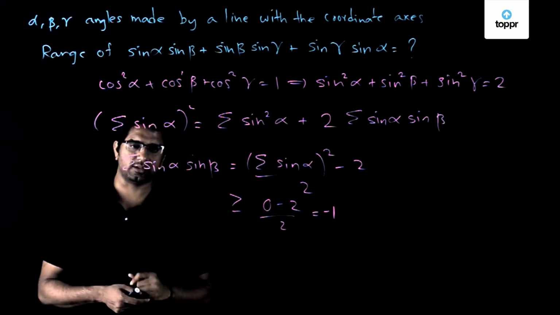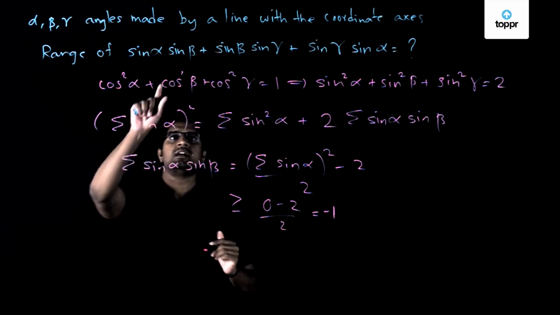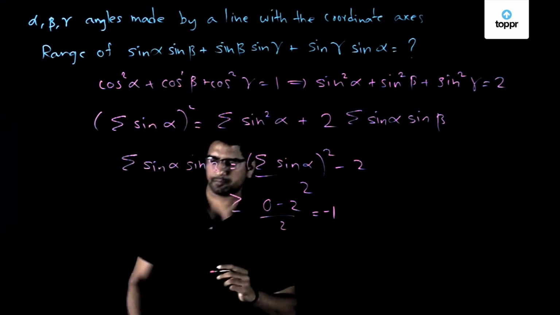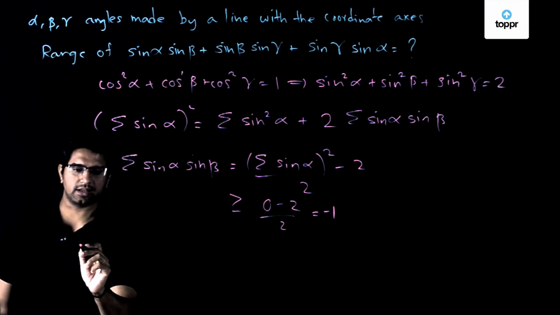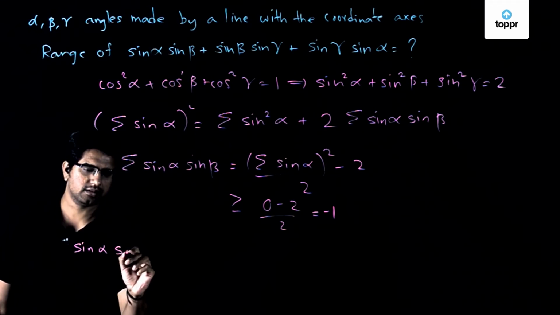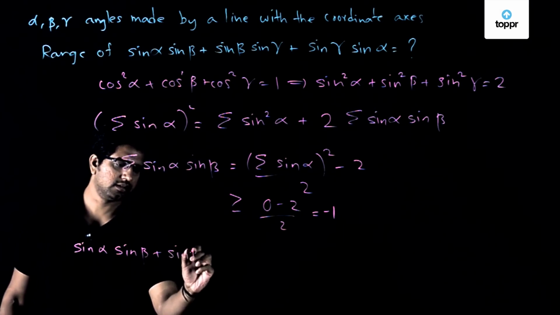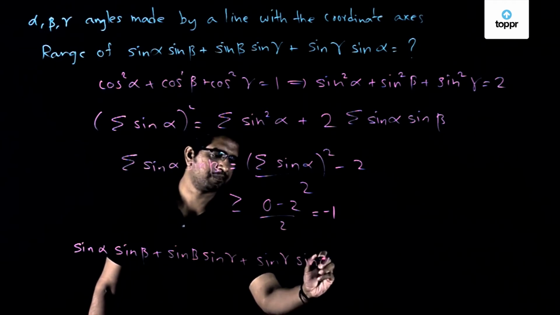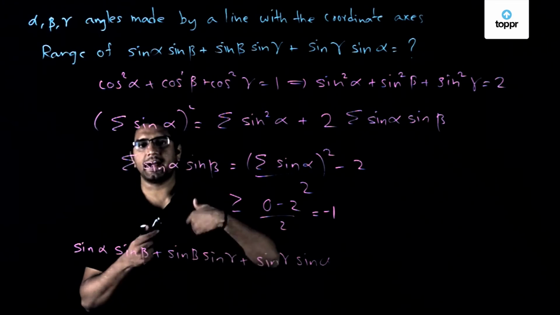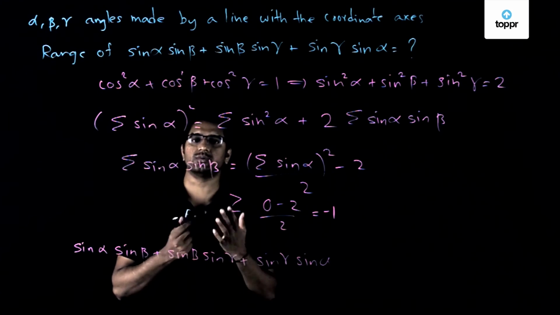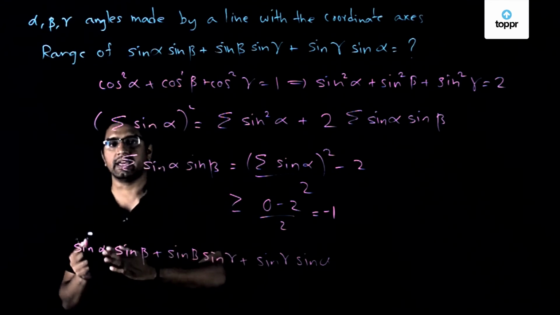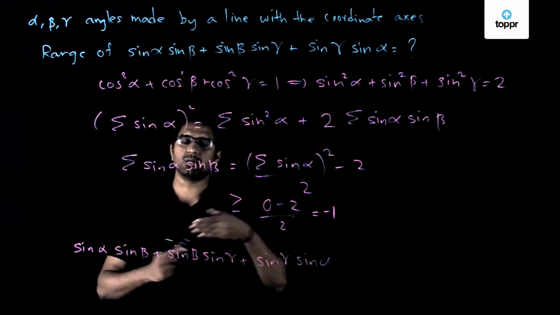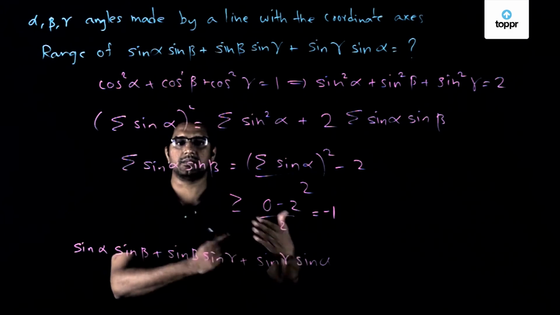Now, we need to find its maximum value. In order to find the maximum value, just have a look at the given function: sin alpha sin beta plus sin beta sin gamma plus sin gamma sin alpha. Now, just go back and look at the inequality known as the Cauchy-Schwarz inequality, which is one of the most important inequalities. What does it say? It says that if you have a set of real numbers a1 to an and another set of real numbers b1 to bn.